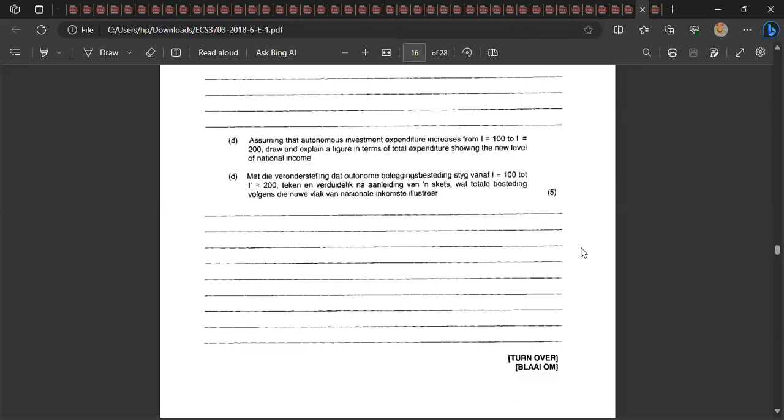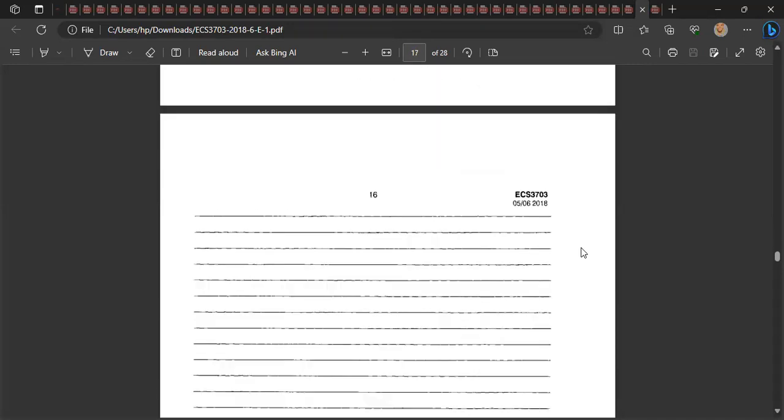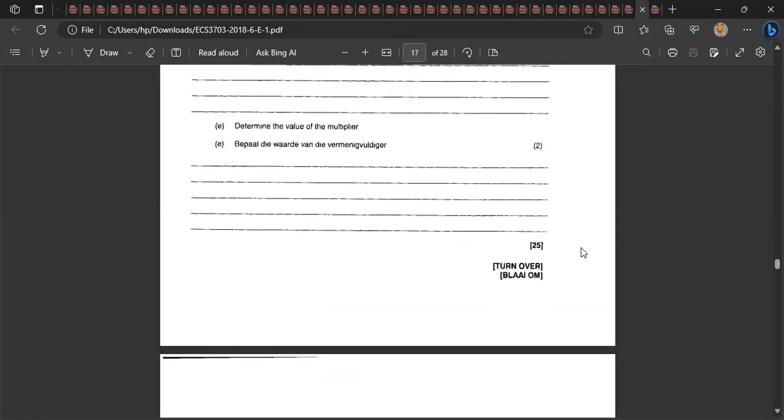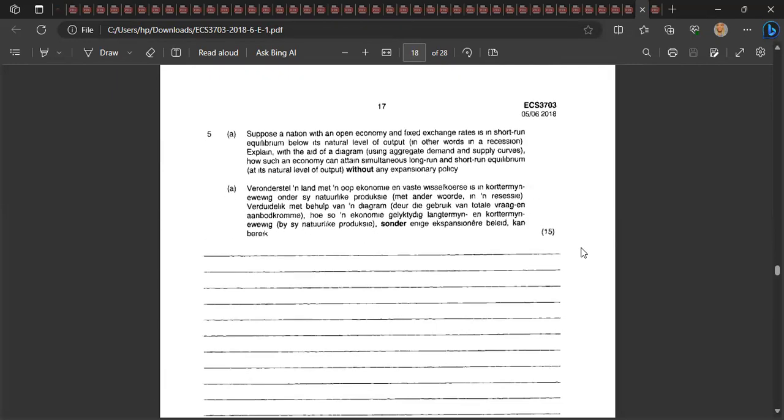My prediction is that maybe we could get something like that. But assuming autonomous investment increases from that, draw a figure explaining the total expenditure showing the new level. Oh, there's a lot of drawing here, right? And then determine the value of the multiplier. So all of this is still second level, right?